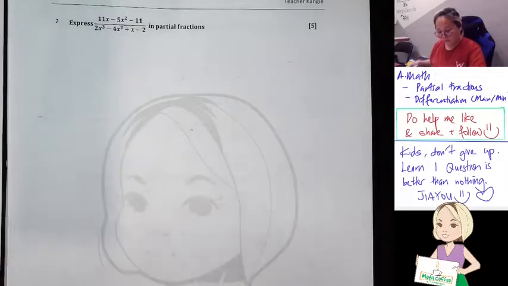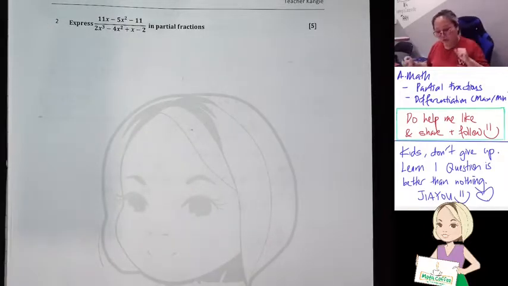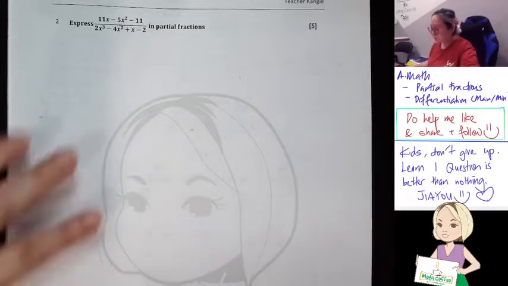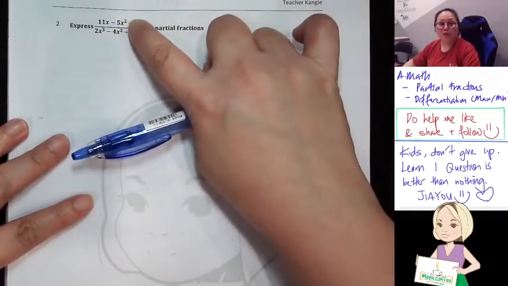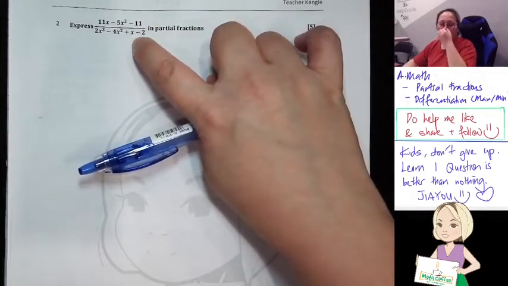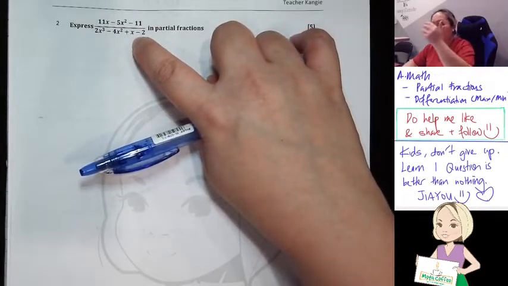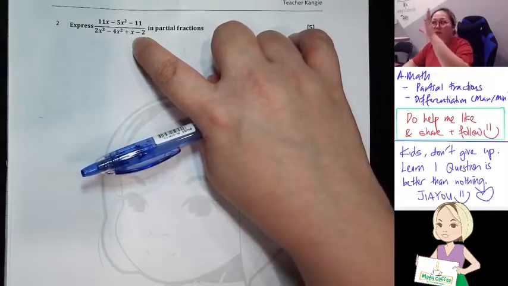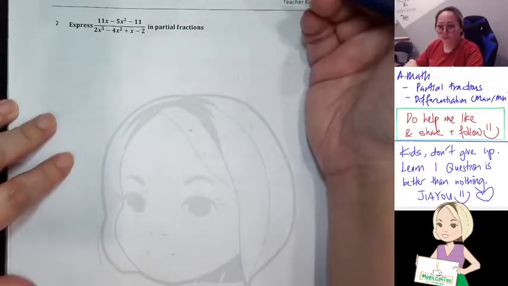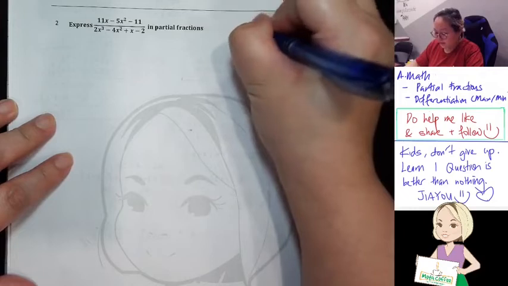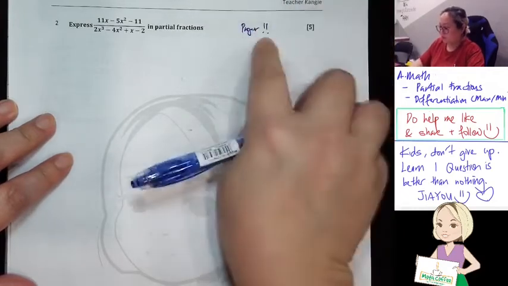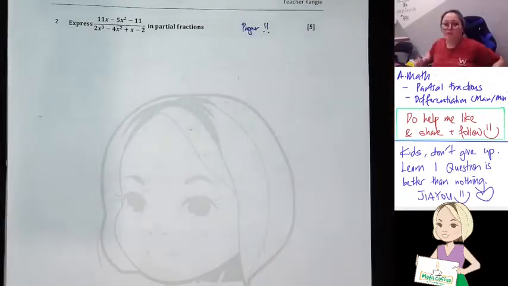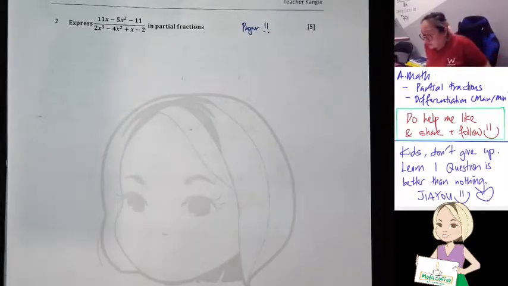Wait. So let's check whether this is a proper or improper fraction. Look at the numerator. The highest power is squared. The denominator highest power is 3. When the numerator degree is equal to or greater than the denominator, it is improper. When the degree for the numerator is smaller than the denominator, it is proper. So in this question, yes, this is proper. The first thing, always check whether it's proper or improper. Now this is proper, so I can proceed to break them up.